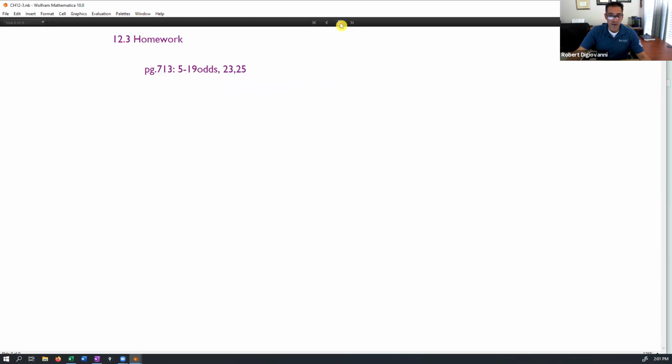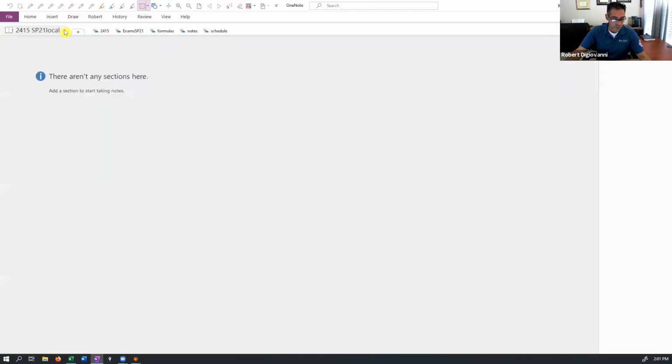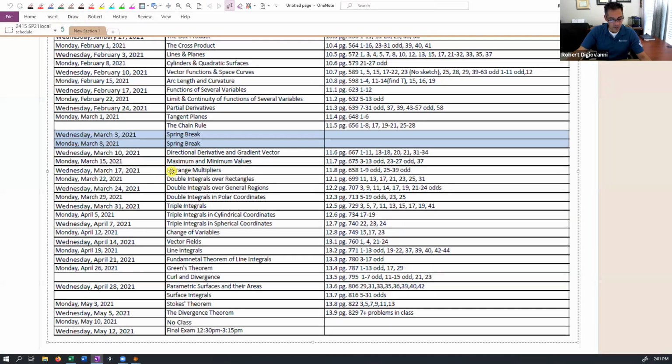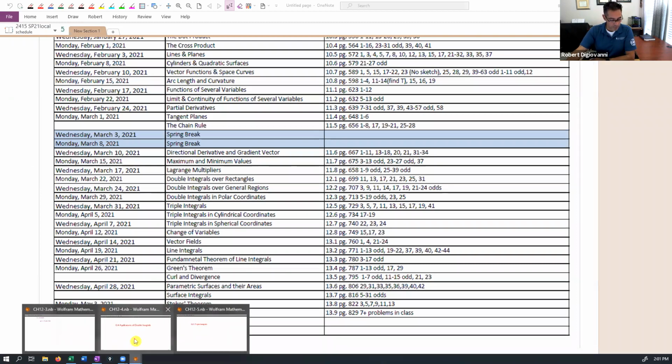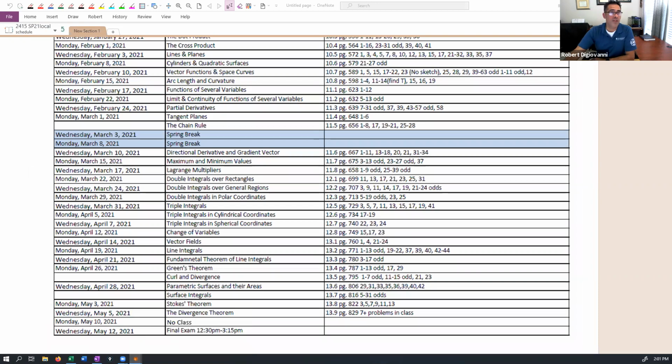All right, now the next thing on our schedule, if you look at what we're supposed to cover, we jump from here, double integrals over polar, that's right here. We're supposed to go straight to triple integrals, but I'm going to take a slight detour and talk about 12.4, which is applications of double integrals.